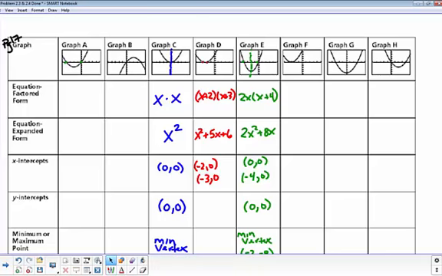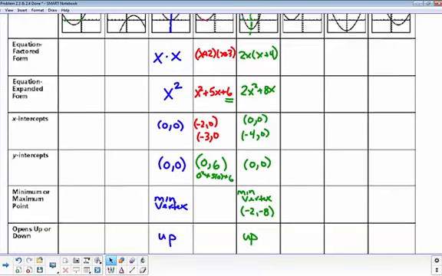This number is always the y-intercept, because if you plug 0 in for x, the question is, what do you get for y? And you would get 6, because you would get 0 squared plus 5 times 0 plus 6. And that gives you 6. So you can always find the y-intercept that way.